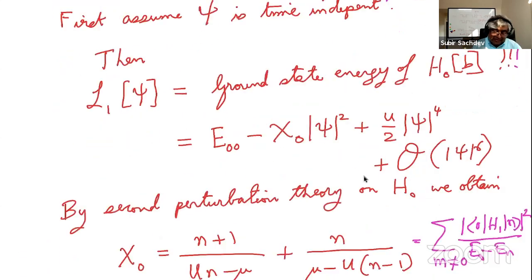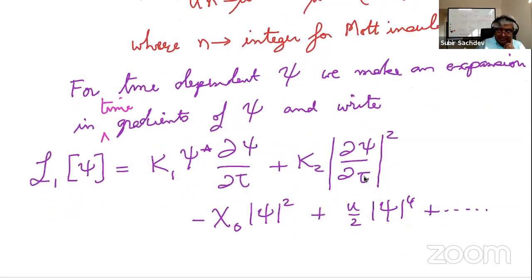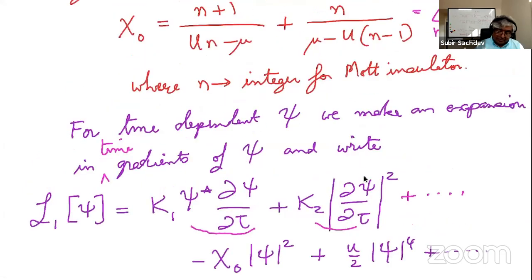So then I just make a guess. So we take time dependent psi and we make an expansion in time gradients of psi, because of course there's only one site here, or time derivatives of psi. And basically you can see that, from the symmetry of the problem, we can rotate the phase of psi. These are the simplest order terms. You can get a term which is first order in time, psi star d psi d tau, and you can get a term that's second order in time, and many other higher order terms. We won't need any of them near the phase transition. And these two terms we already had from this beautiful identity here.